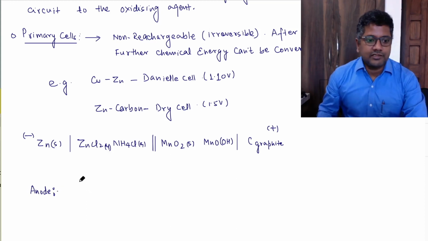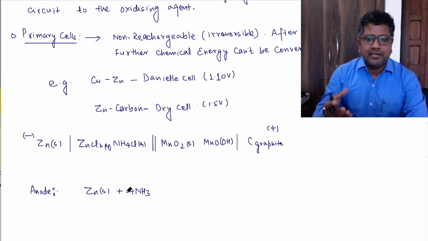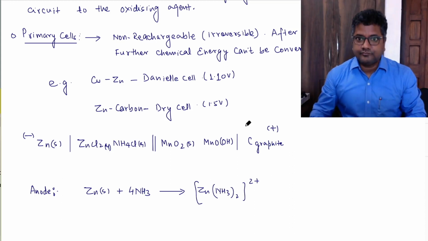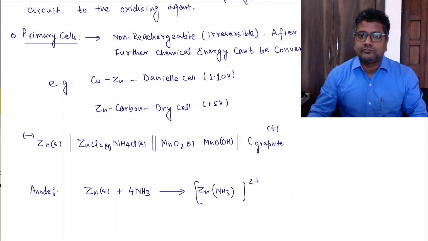The anode reaction is like this. Zinc solid plus ammonia. This reacts with ammonia. This ammonium chloride means ammonia. Basically, ammonia is the acting species here. You can write NH4+, no problem, but ammonia is the acting species here. So you will get zinc ammonia whole twice, 2+, plus 2 electrons.